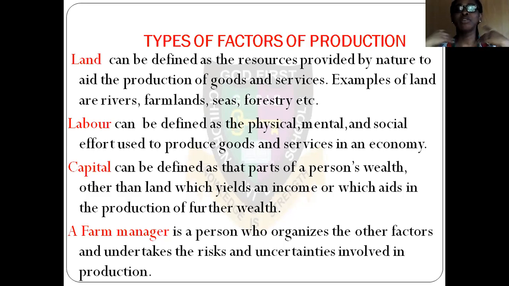Even in the agricultural farm, labor is needed. Without labor, the harvesting of agricultural produce cannot take place or cannot be effective. And we have different types of labor: skilled labor, unskilled labor, semi-skilled labor, and professional labor.